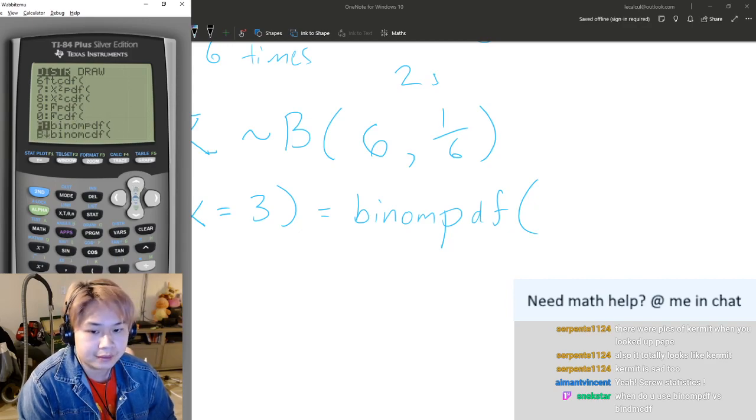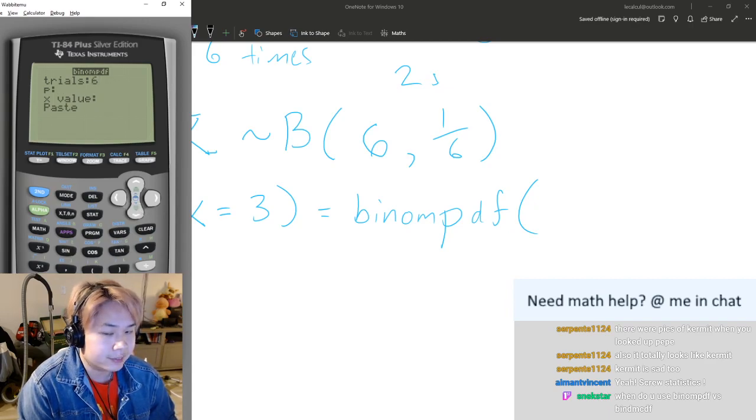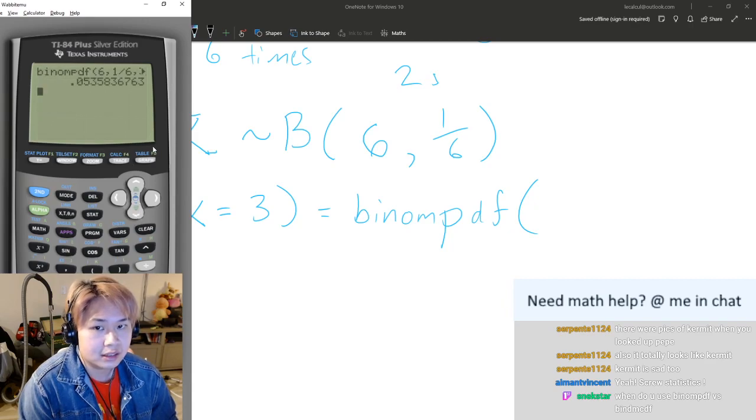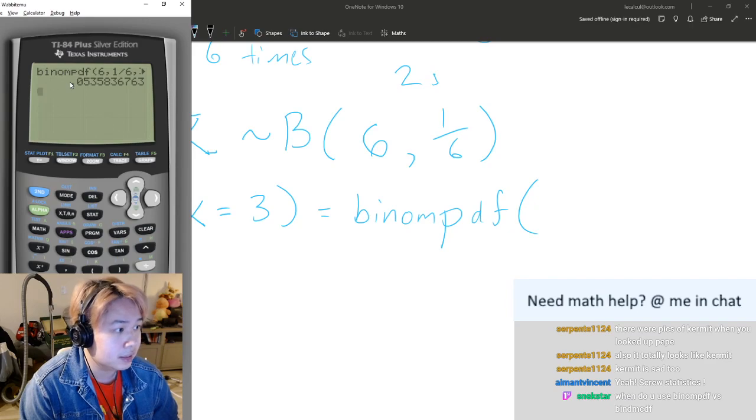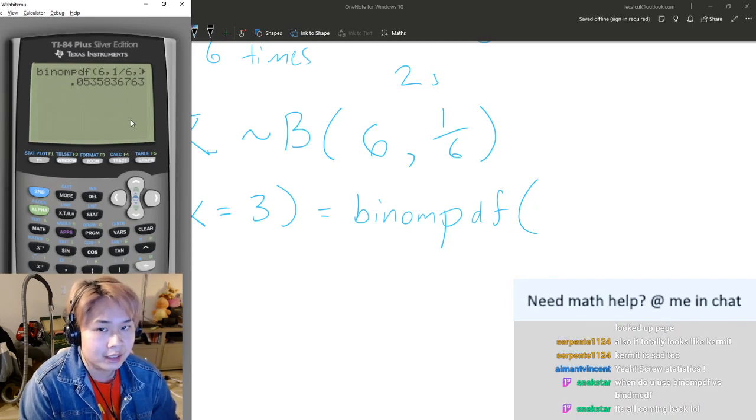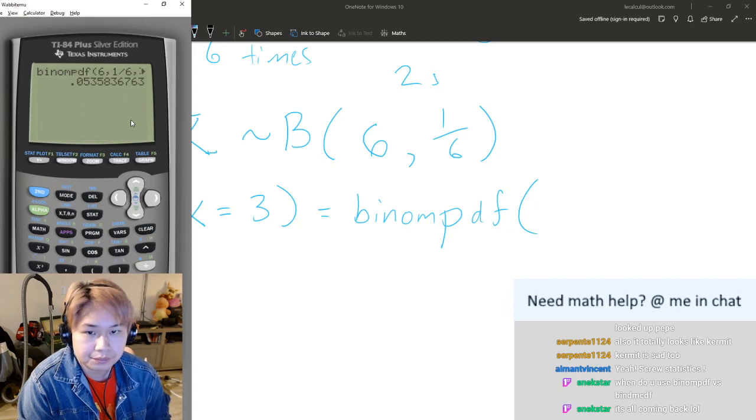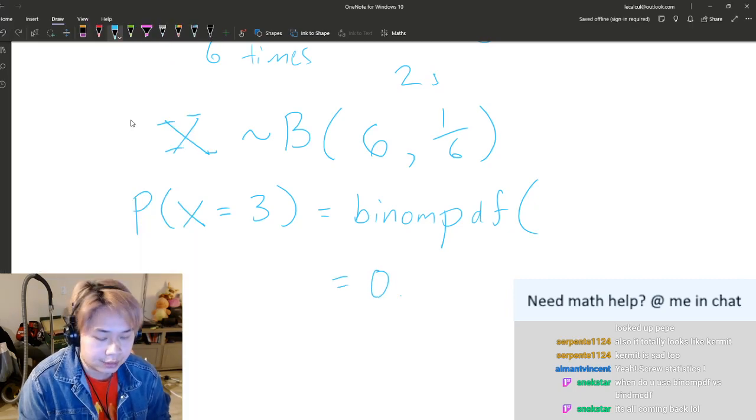here's binomial PDF. So how many trials? Well, we are rolling the dice 6 times. The probability of getting a 2, which is what we're trying to count for, is 1 out of 6. And then how many 2s are we interested in? The question I just made up said 3. So then the probability of getting 3 2s in 6 dice rolls is this probability right here, 0.05536.